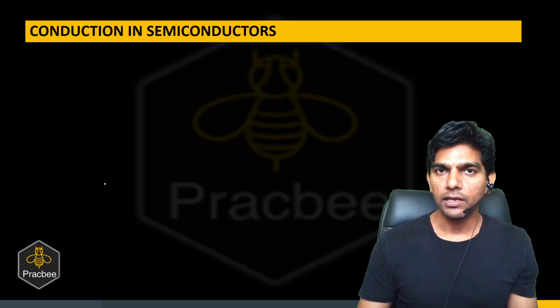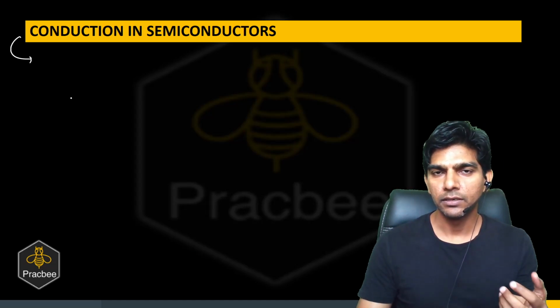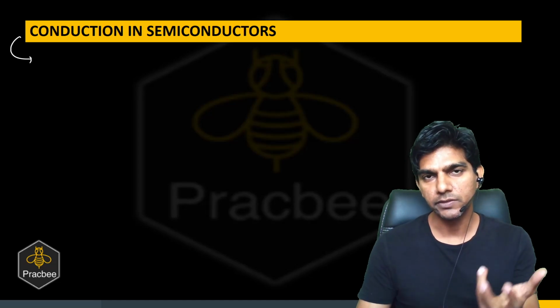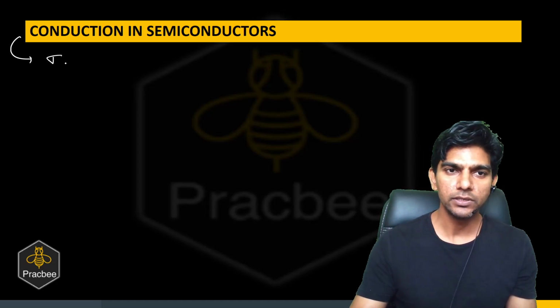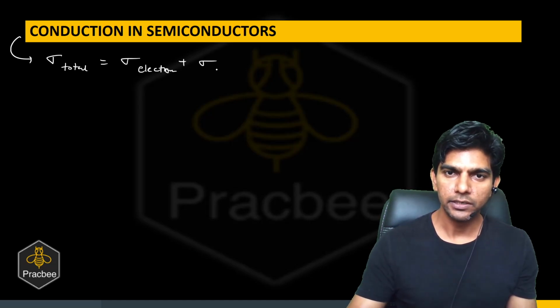Now let us see what the conductivity is in semiconductors. In a semiconductor, the conductivity is because of holes as well as electrons. So the total conductivity will be the conductivity due to electrons plus the conductivity due to holes, and this can be written as concentration of electrons times e times mobility of electrons plus concentration of holes times e times mobility of holes.